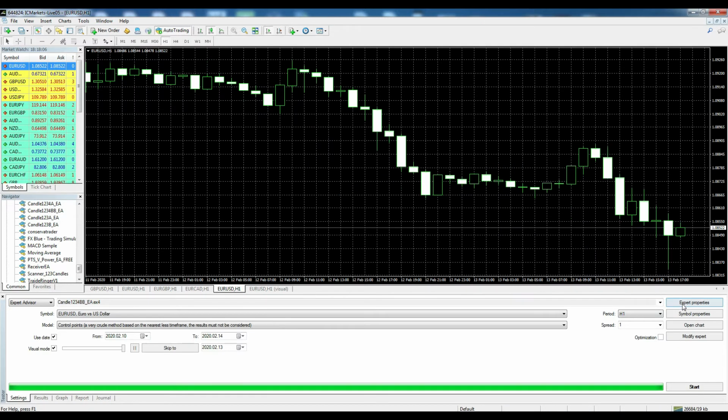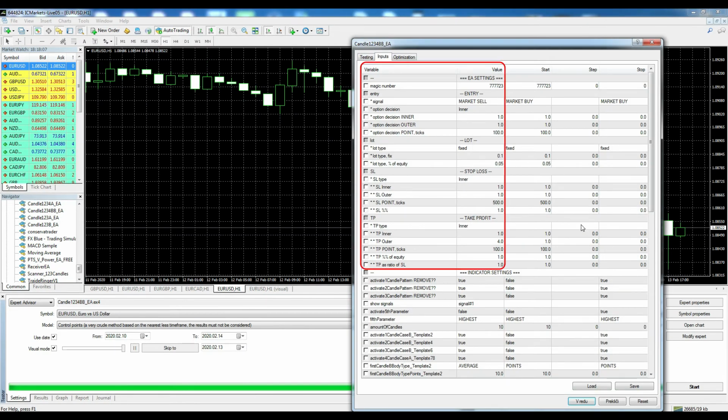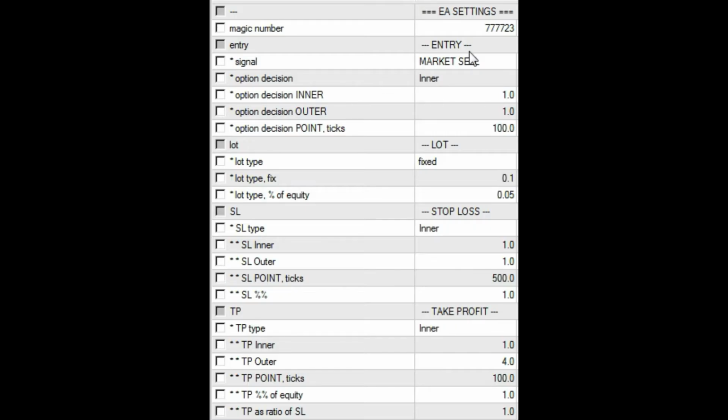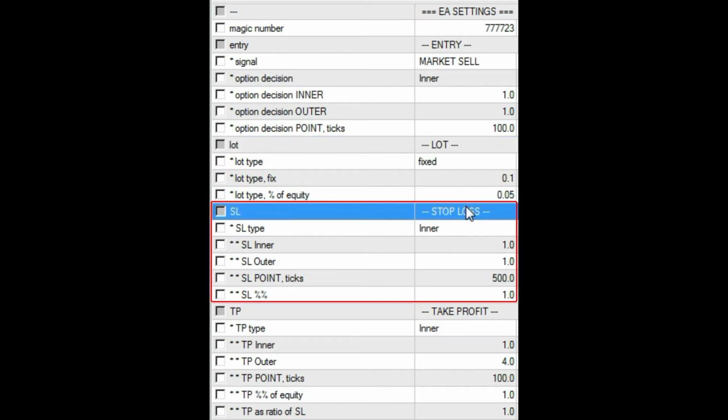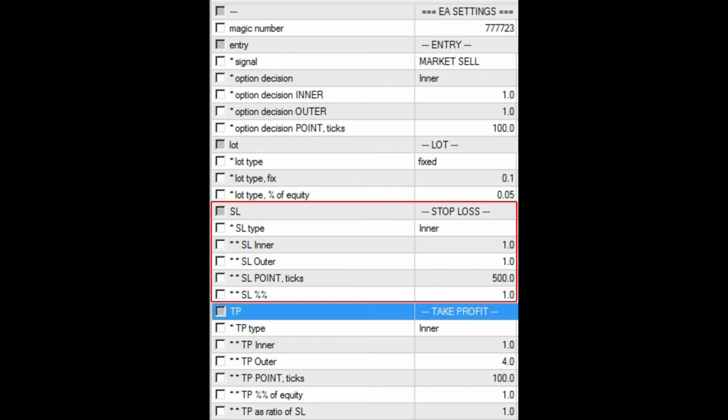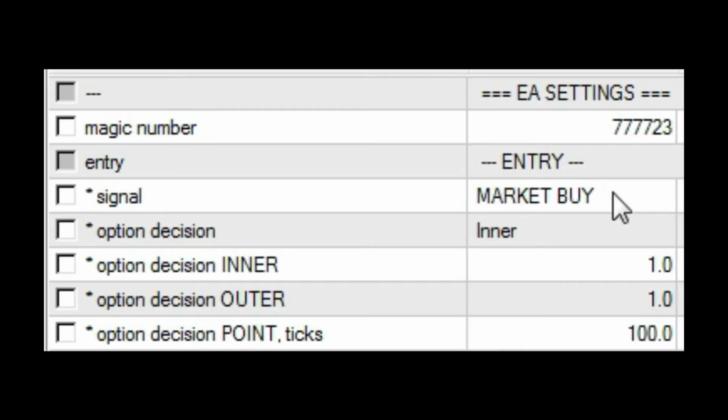Okay, let's head back to settings. Here we have EA settings or position settings. There are four types of position settings: entry direction, lot size, stop loss, and take profit. First, I will focus on entry settings.